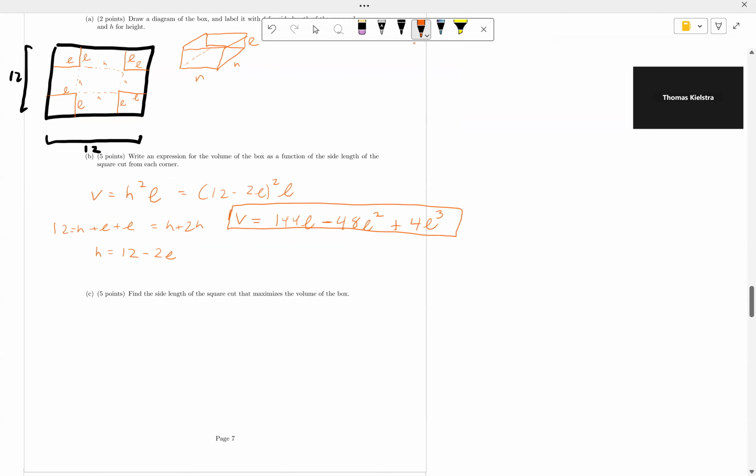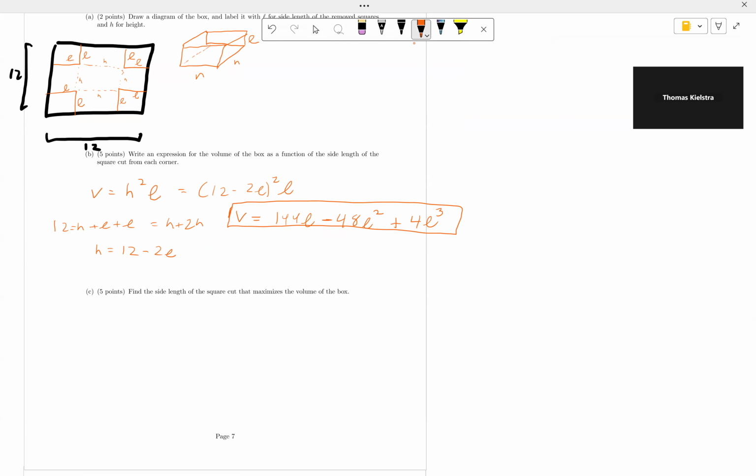Now, finally, we want to find the side length that maximizes the volume. So, to do this, I have to understand my domain constraints. Here we have volume equals 144L minus 48L squared plus 4L cubed. The length is greater than or equal to zero, and the height is greater than or equal to zero. It means 12 minus 2L is greater than or equal to zero, so L is less than or equal to 6. Given these two constraints, L is in the closed interval 0 to 6.